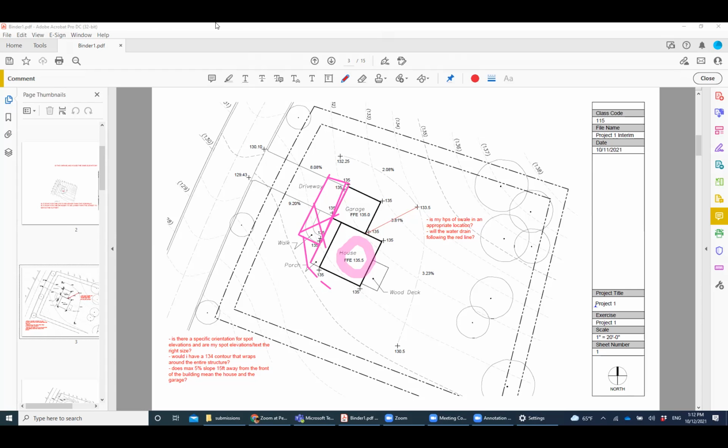Yeah, it would be good. So you could change the grading on the upper side and then start the next steps. All right, good.